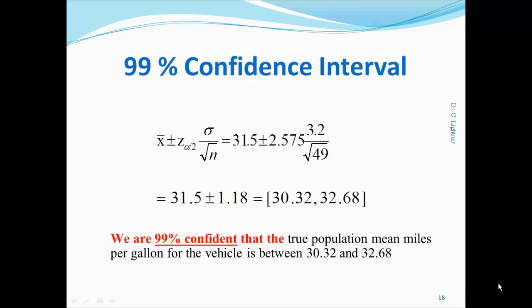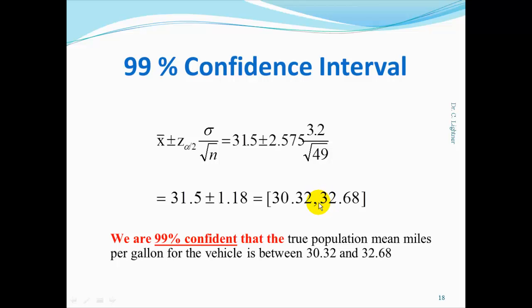2.575. Now, returning to our confidence interval formula, we can plug in our x bar value, our z alpha over 2, our sigma, and our n value. Computing the error section of this problem, we obtain 1.18. So our confidence interval should be formed as 31.5 plus or minus 1.18.